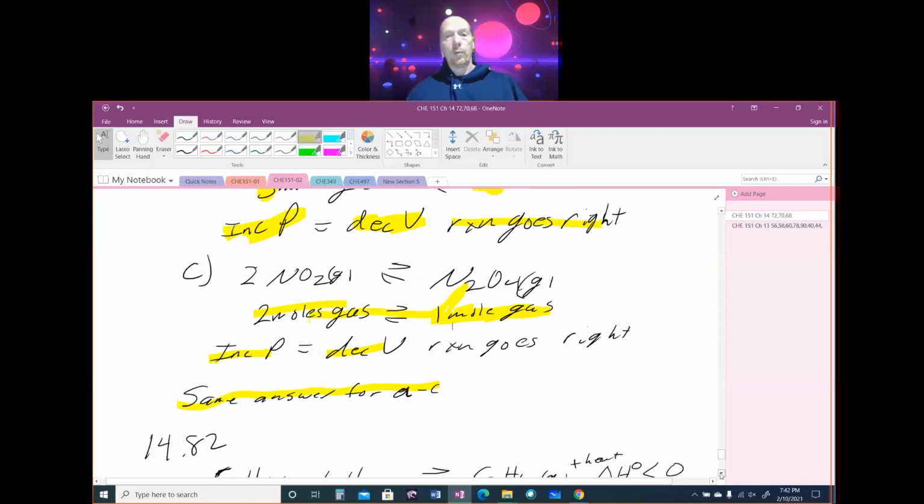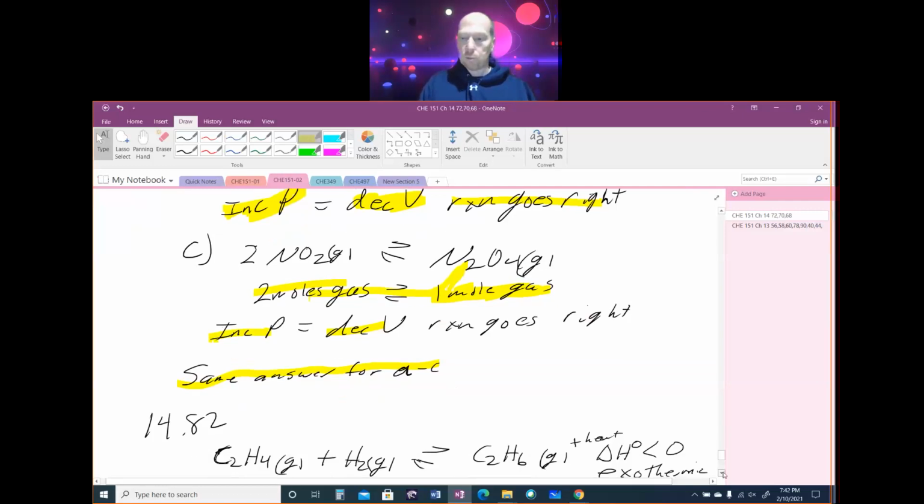I thought, so anyway, if you had the same number of moles of gas, then it would not have any effect by changing the pressure. They did not give that as one of those.